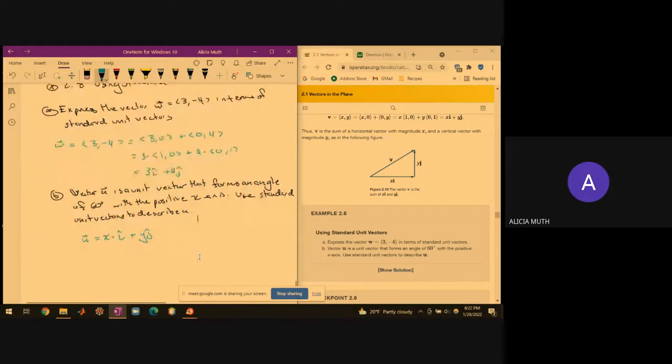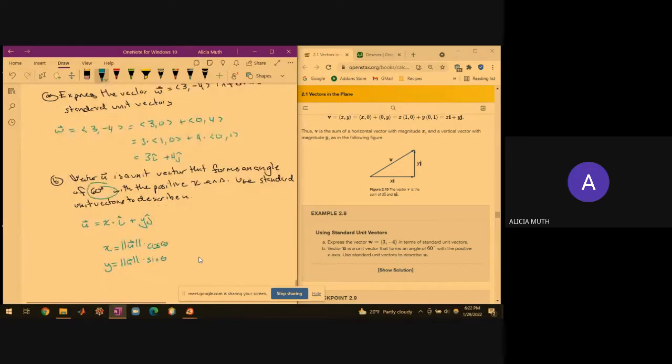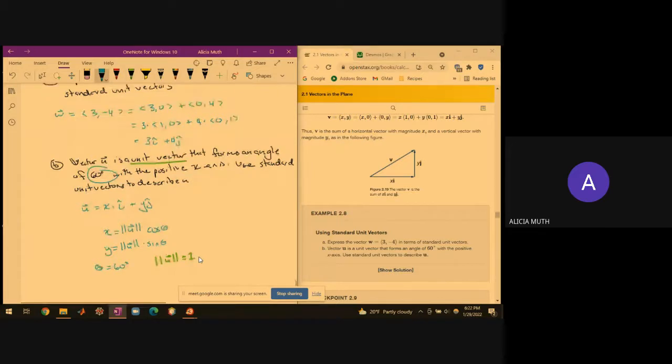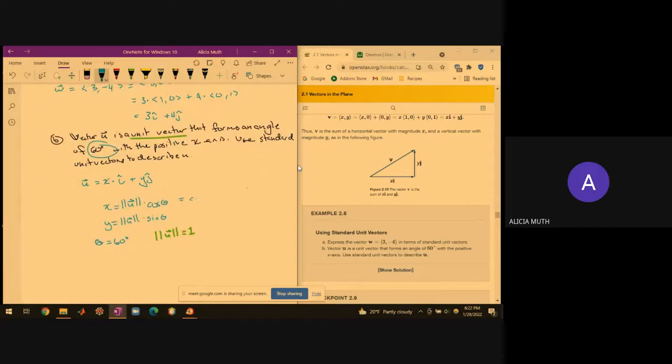And since we know our angle, we have more information available to us. In general, x is equal to the magnitude of our vector times cosine of theta, and y is equal to the magnitude of our vector times sine of theta. So we're given that our angle is 60 degrees, and we're also given that we have a unit vector. So our magnitude is equal to 1. Putting that all together, x is equal to cosine of 60, and y is equal to sine of 60.